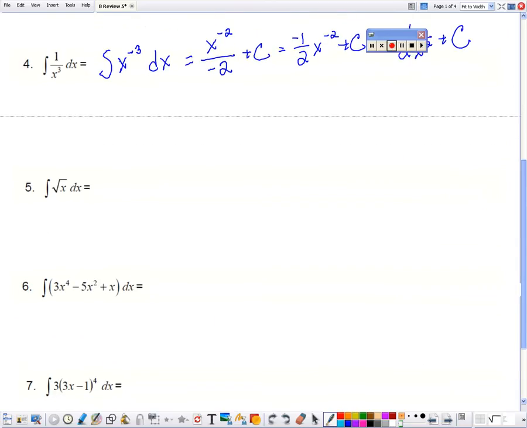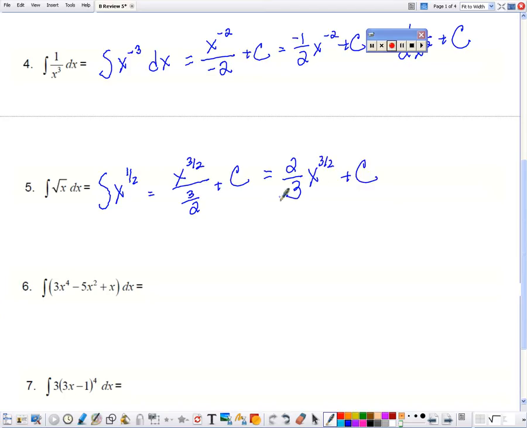So again, with 5, I'm going to rewrite the radical as an exponent. Then 1 half plus 1 is 3 halves. But now, to eliminate the fraction in the denominator, we can multiply by its reciprocal. And our antiderivative is 2/3 x to the 3 halves plus c.